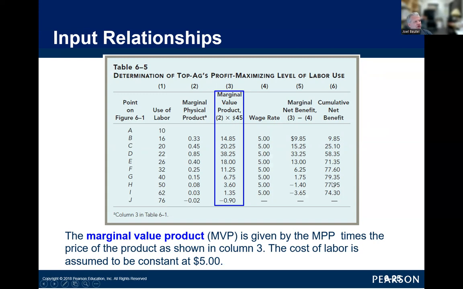How many workers do you want to use, right? And so you're going to keep adding workers as long as you're making money. And we can see, where do you stop making money? It's going to be at point G. You're at 79. If you go to point H and you hire those 10 more workers or use 10 more hours of work, you lose money, right? No one wants to do that. So you're going to stop production at 40 units of labor.